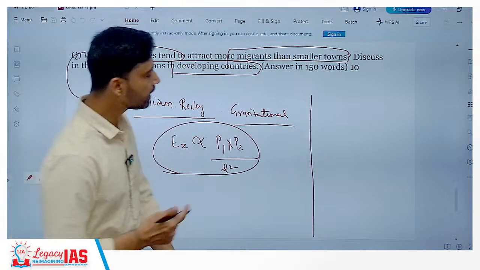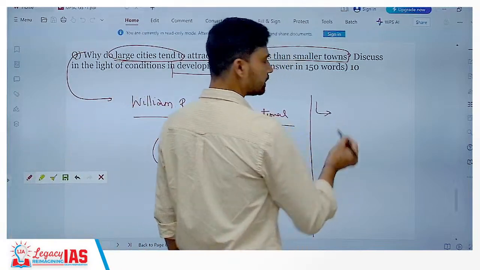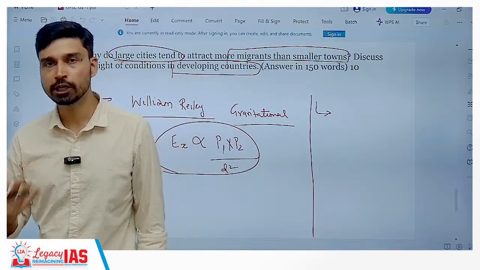In India, you can give the example of metropolitan cities such as Delhi, Bangalore, Kolkata, Chennai, Mumbai.